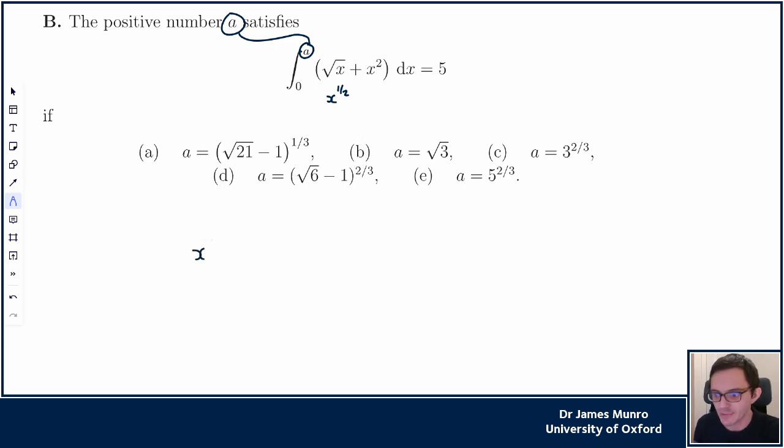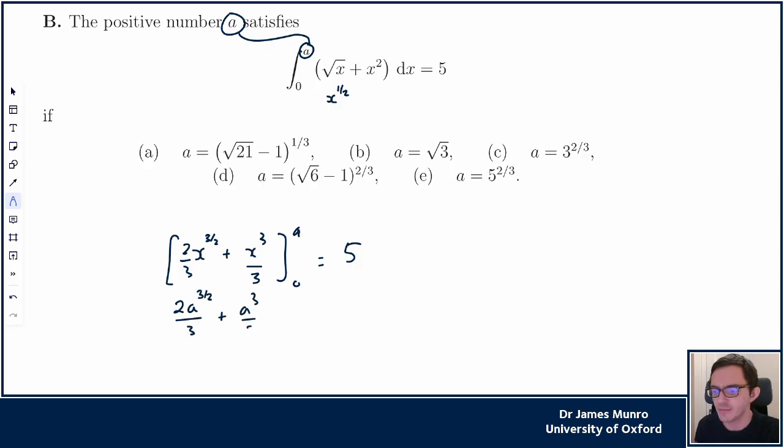If I integrate x to the 1/2, I get x to the 3/2, don't forget to multiply by 2/3, and if I integrate x squared, I get x cubed. I need to plug in the limits, but they're not so bad. They are a and 0, and this is supposed to be equal to 5. I've just done the integral on the left hand side. If I plug in the a, then I get 2a to the 3/2 over 3 plus a cubed over 3. 0 doesn't do anything to these terms.